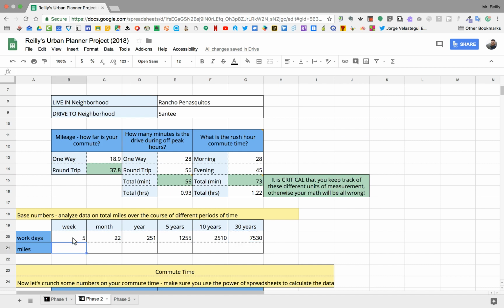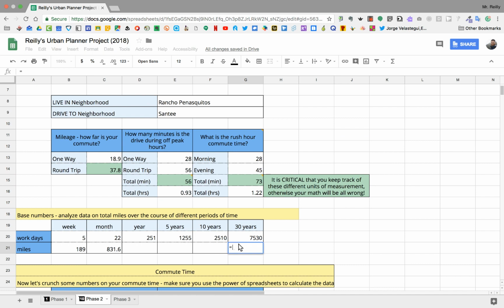So to calculate number of miles per week, it's a pretty simple formula. Equals sum, close parentheses, number of days, shift 8 for the asterisk, that means multiply, by 37 miles round trip, close, and I get 189 miles per week that I drive. I can do the same for the month. It's the same exact formula, equals sum, 22 days multiplied by 37.8 miles a day, and you get it. So we can keep going with that same formula. It's pretty standard, but let's do the last one just for dramatic effect.